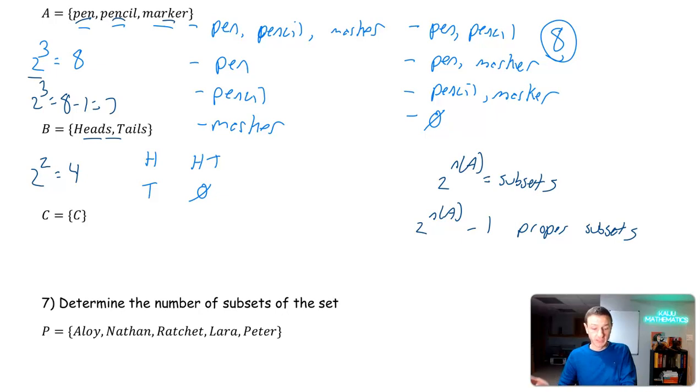And then the set C equal to C, there are 2 is that value. There's 1 element, so 2 to the first would be 2, because you could have the set C and you could have the empty set, so there's 2 subsets, C and the empty set.